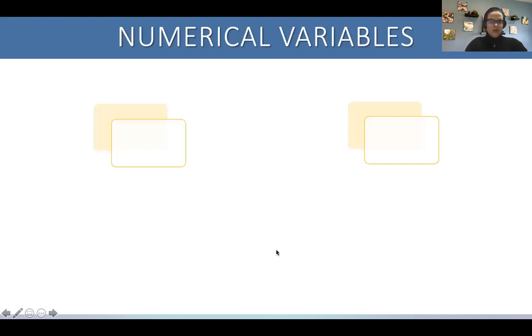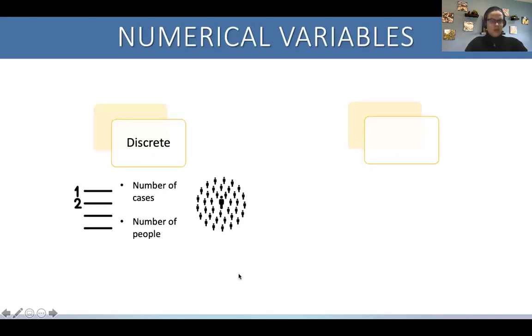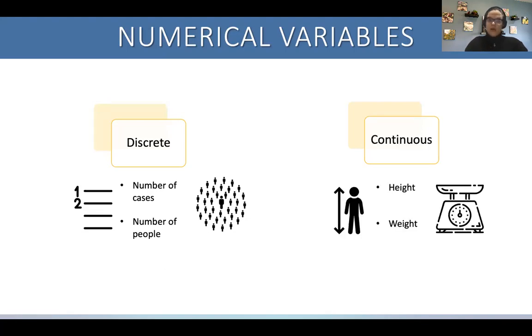When we think about numerical variables, we have discrete. So this is something that stops. You have the number of cases, it's 1 or 2, and it's the number of people. So 1 or 2, you can't have 1.25 or 1.33 people. This is a very clear discrete number. Or you can have continuous numerical variables like height and weight. So you can be 56.5 centimeters tall, and you can weigh 3.982 kilograms. So this is an example of a continuous numerical variable.